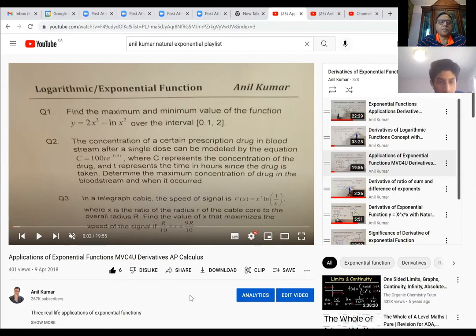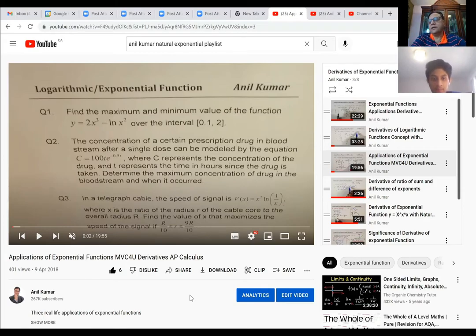Yes, sir. In a telegraph cable, the speed of signal is v of x equals x squared natural log of 1 over x, where x is the ratio of the radius r of the cable core to the overall radius large R. Find the value of x that maximizes the speed of the signal if r over 10 is less than or equal to small r, which is less than or equal to 9r over 10. Correct. So that is another type of question.